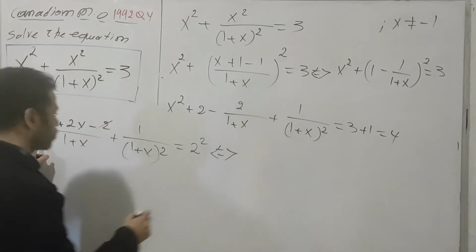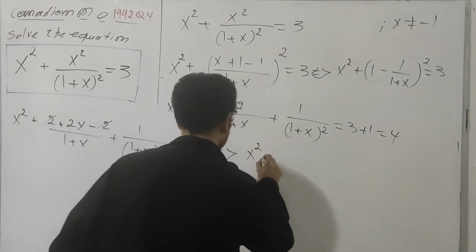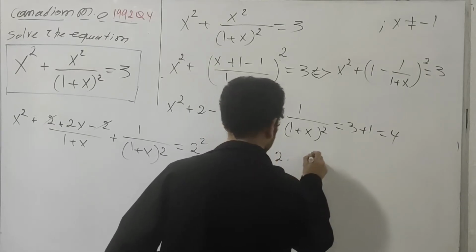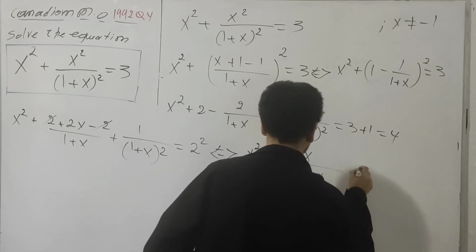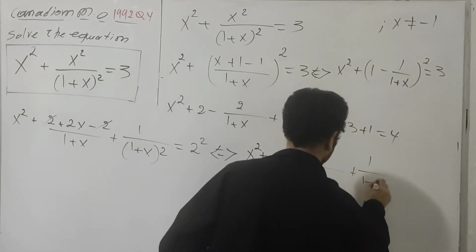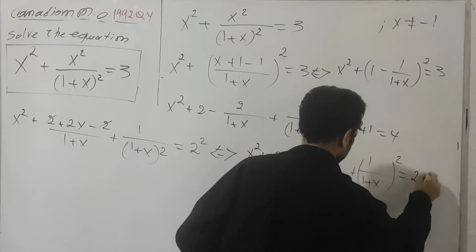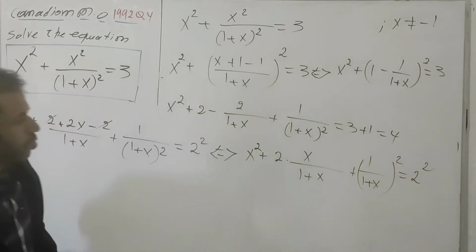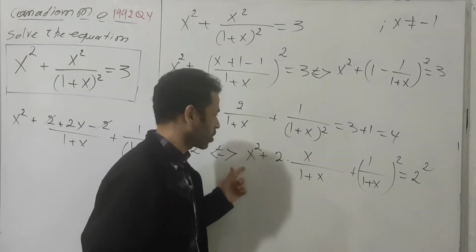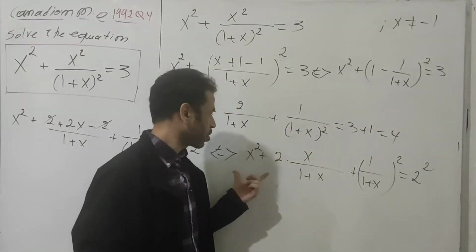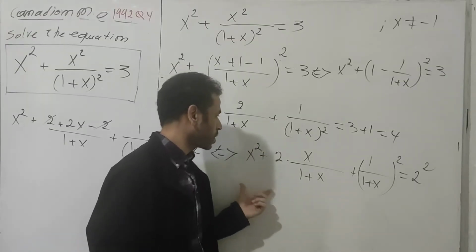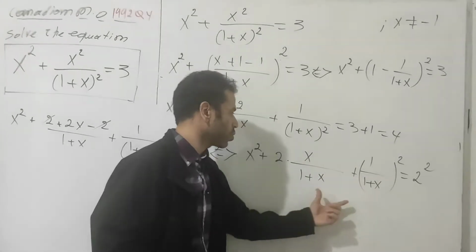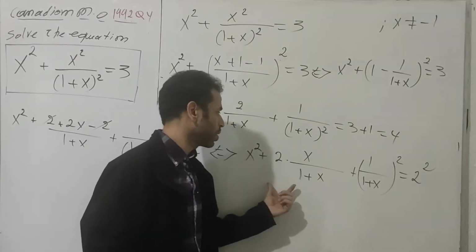This one will be written in this form: x squared plus 2 times x divided by 1 plus x, plus the last term, which is 1 over 1 plus x, quantity squared, equals 2 to the 2. If you look carefully at the whole expression, it is written in the form (a plus b) quantity squared. In other words, it is written in the form x plus 1 over 1 plus x, quantity squared. If you distribute this, it takes you back to the original one.